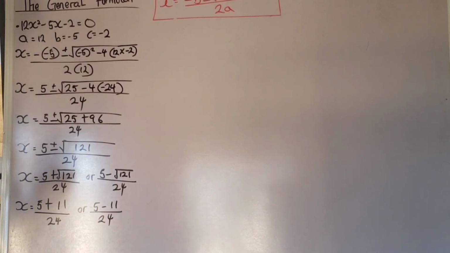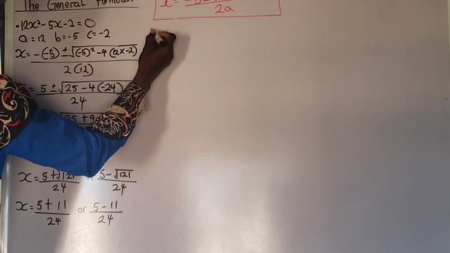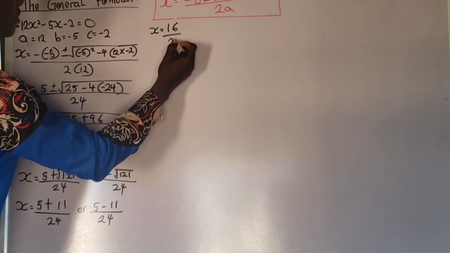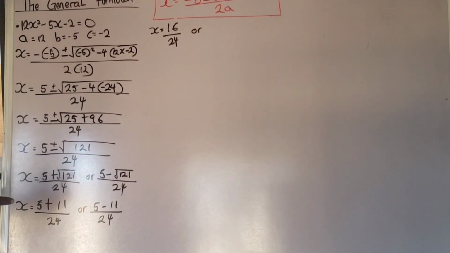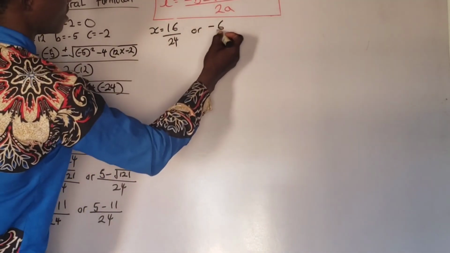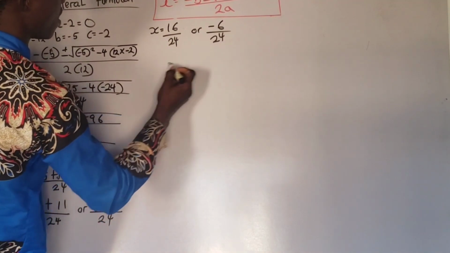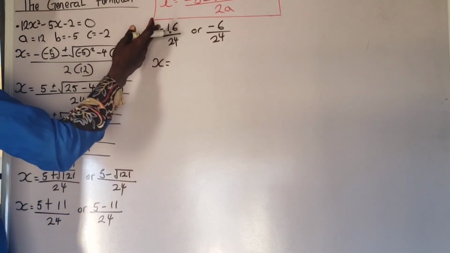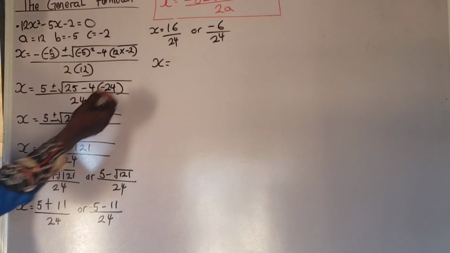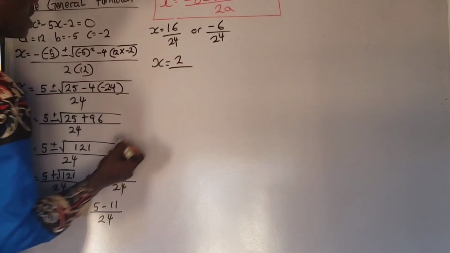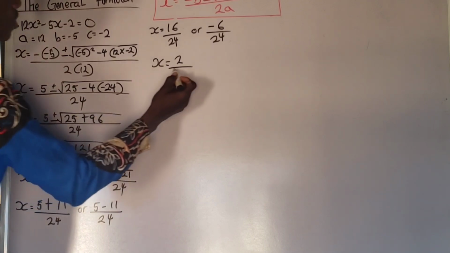Now 5 plus 11 is 16. So here I'm going to have x equals 16 all over 24. Or, 5 minus 11, that will be -6. So I'm going to have -6 all over 24. Okay, now we can reduce both fractions. What can we use to divide 16 and 24? We can use 8. So 16 divided by 8 is 2, and 24 divided by 8 is 3.